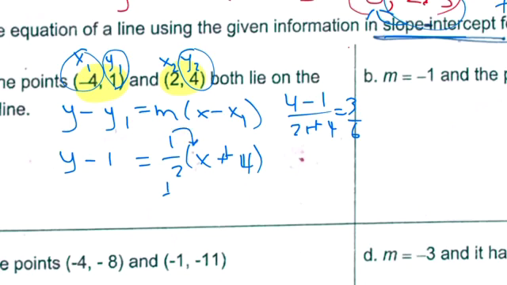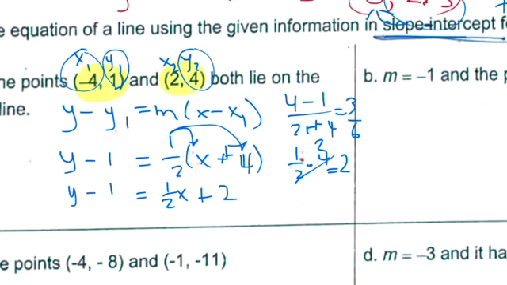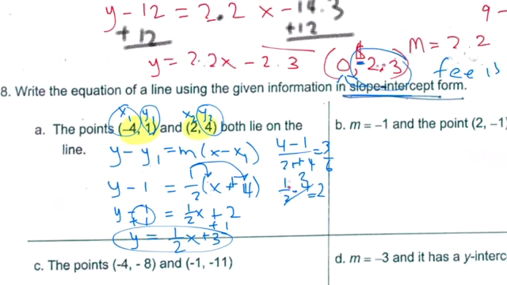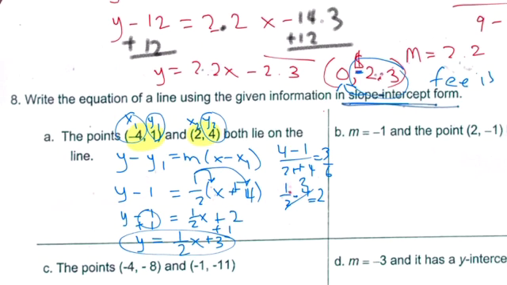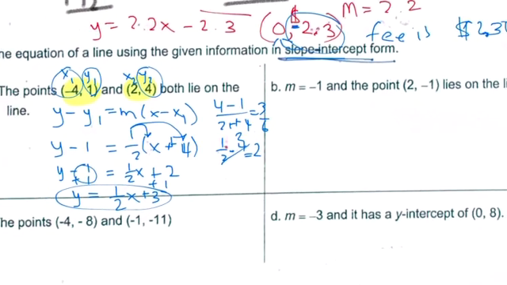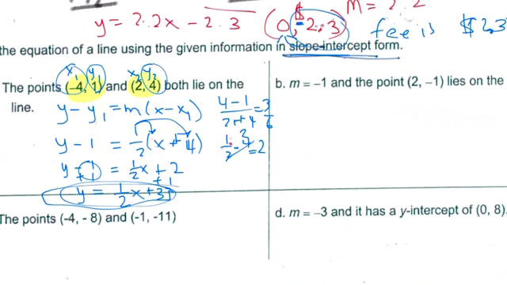Distribute. 1/2 times 4 is 2. y minus 1, add 1, add 1. y equals 1/2 x plus 3. Okay, they want you to write an equation in slope-intercept form. That's it. They don't want you to do anything else. That is the equation in slope-intercept form.